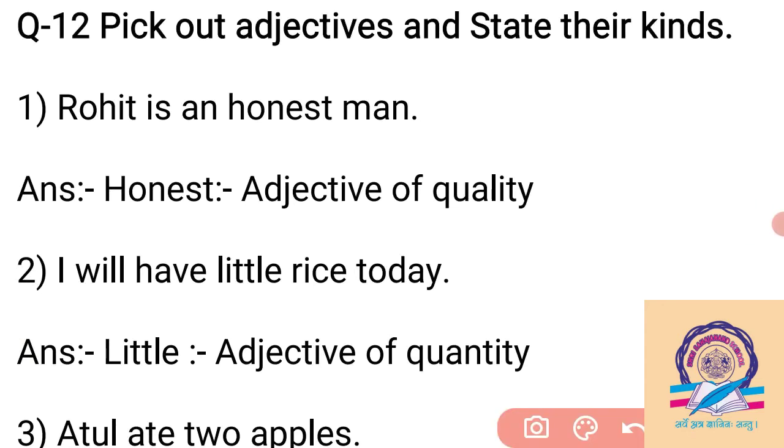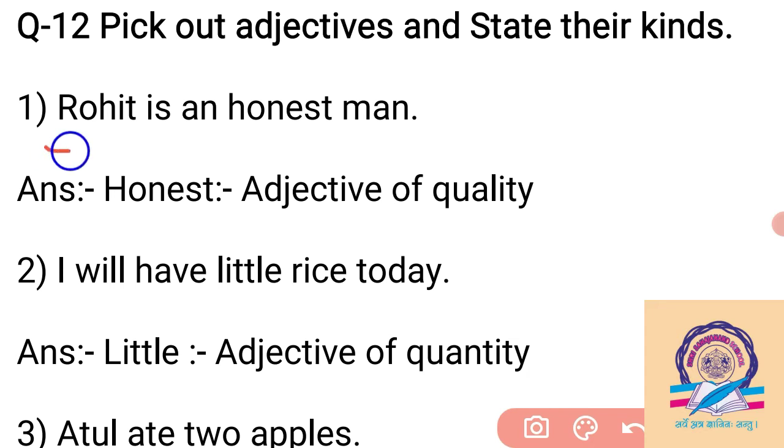Our trial question is given here: pick out the adjectives and state their kind. First of all, we have to remember one thing. What is an adjective? Then we can understand the kinds of adjectives. An adjective modifies a noun or pronoun. An adjective must come before a noun or pronoun.